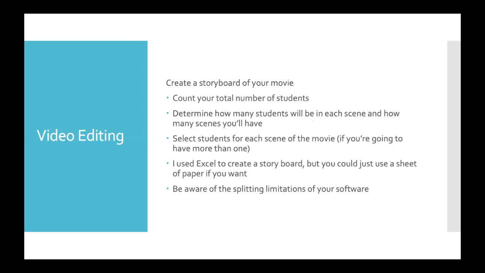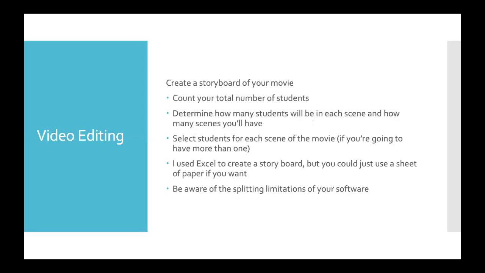Now all your videos are in your software, and you have to decide what your movie is going to look like. So you need to create a storyboard. I did this by counting the total number of students I had in the project, and then I decided how many students were going to be in each scene. For my small group, it was only 12 kids. So every student was going to be in the scene, and that was the one scene for the whole show.